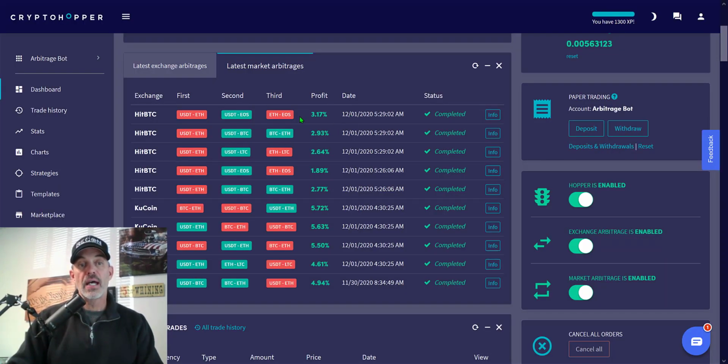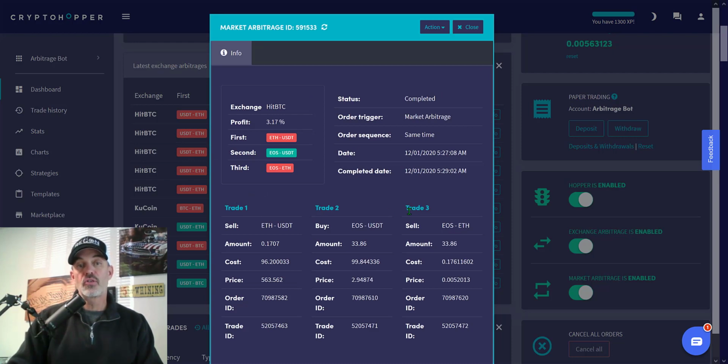And so the first one we'll take a look at will be on HitBTC for a 3.17% profit. And what it ended up doing, it's three different trades. And so the CryptoHopper market arbitrage is what I'm more familiar with as a triangle arbitrage. It's going to kind of act in a triangle. And so what it ends up doing is it sells ETH into USDT. And so the object in the end result will be to get this ETH back. And so what it ends up doing is taking that USDT that it gained from selling the ETH and buying EOS with that USDT. And then the third trade, it takes the EOS and then converts that back into ETH. And the end result is a 3.17% profit, because in the end, I end up with more ETH than I started out with.